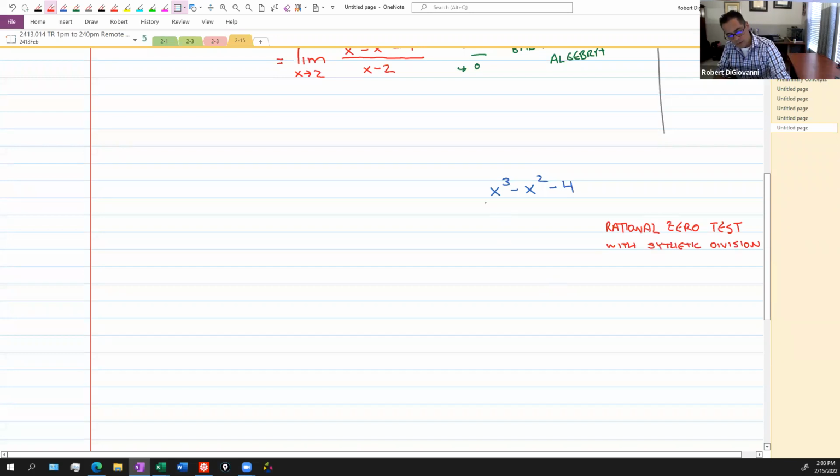What I'm going to do is rewrite this as x cubed minus x squared plus 0x minus 4. So I put it in descending order, highest power down, and anywhere I'm missing something, I put a 0 in front of it. I don't have an x term, so I put 0x here. Is that okay? Then for synthetic division, you do an upside down division box like this. I put just the coefficients, 1, -1, 0, -4.